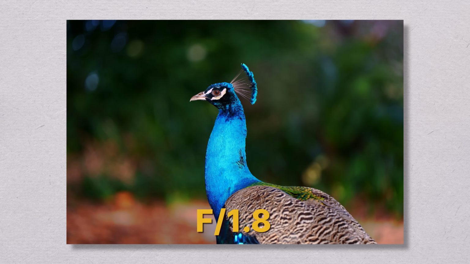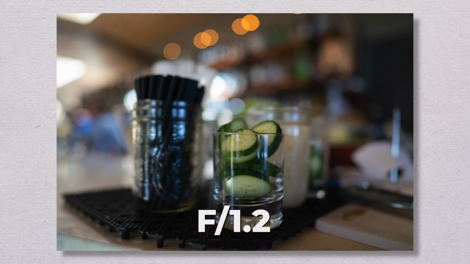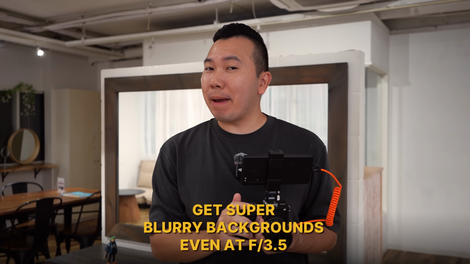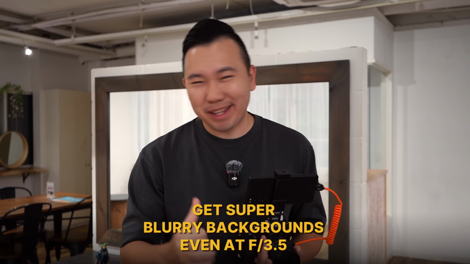So most beginners are often led to believe that fast, wide open apertures like f1.8, f1.4, f1.2 are the only way to get super blurry backgrounds. But what if I told you that we can still get super blurry backgrounds even at f3.5? Let me show you.